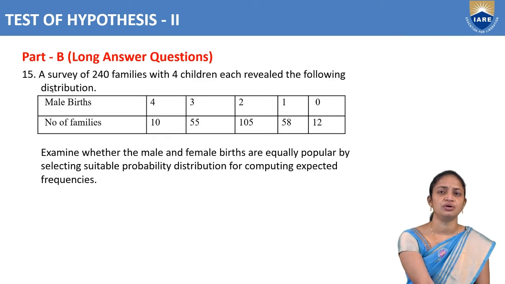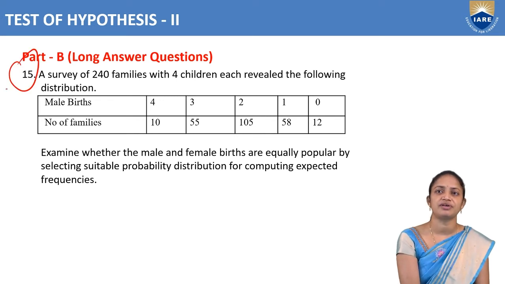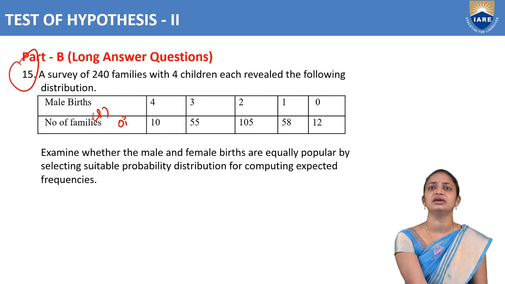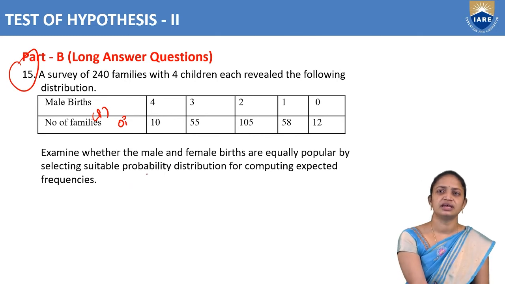Next, in part B, the 15th question: a survey of 240 families with 4 children each revealed the following distribution of male births. So these are all xi values, and the number of families is nothing but the frequencies, the oi values or f values. Examine whether male and female births are equally popular by selecting a suitable probability distribution for computing the expected frequencies. That means here we have to use a probability distribution.